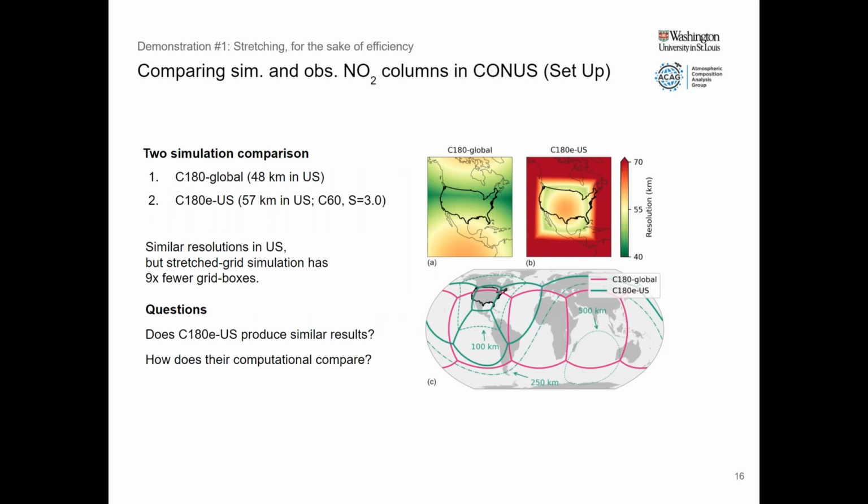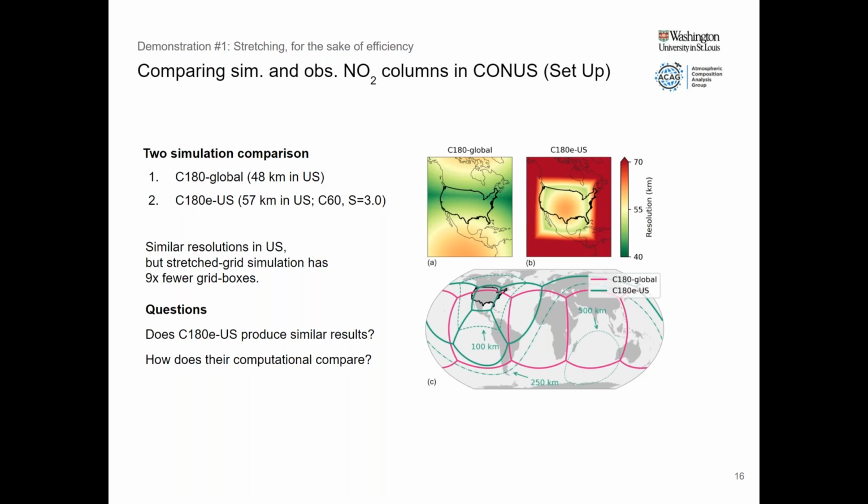Okay, so in this first demonstration, we're going to be comparing a stretch grid simulation and a cube sphere simulation. Both are going to be targeting about 50 kilometer resolution in the contiguous US. In figure A is the resolution of the cube sphere grid, and in B is the resolution of the stretched grid. And then in C, in green, are the outlines of the stretched grid's faces, and in pink are the outlines of the cube sphere's faces.